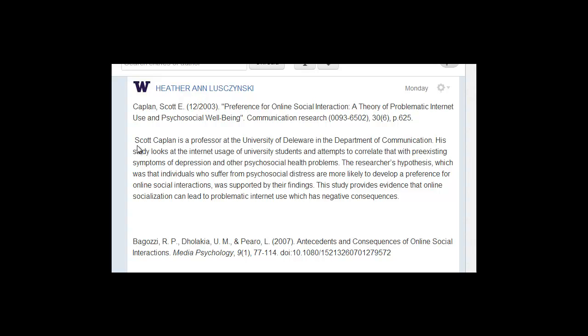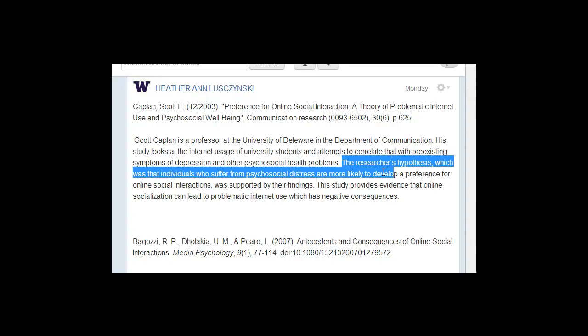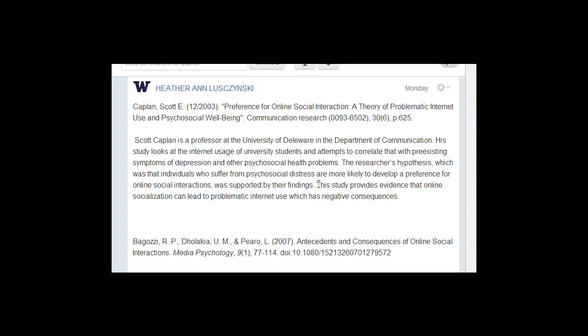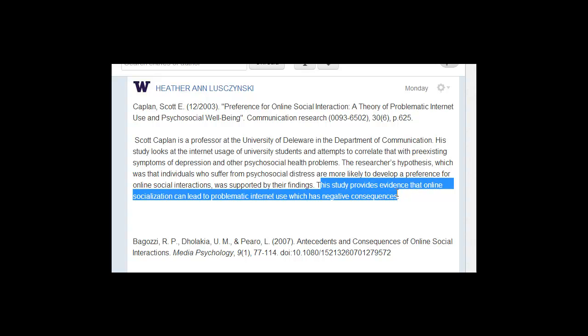Okay, so let me look at the annotation. Scott Kaplan is a professor at the University of Delaware, Department of Communication. His study looks at the internet usage of university students, attempting to correlate that with pre-existing symptoms of depression and other psychological health problems. So we see a summary, and we see what makes this person relevant. The researcher's hypothesis was that individuals suffer from psychological stress. This study provides evidence that online socialization can lead to problematic internet use, which has negative consequences. So we can see how this might be connected to the person's study, and I suspect it'll make more sense when we look at a couple more annotations.